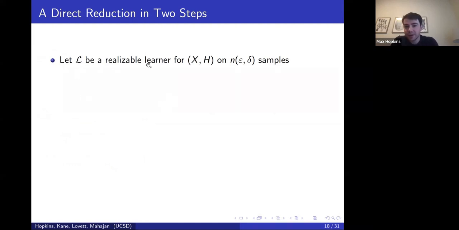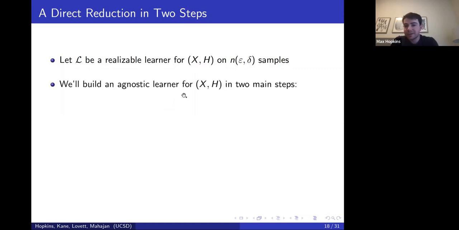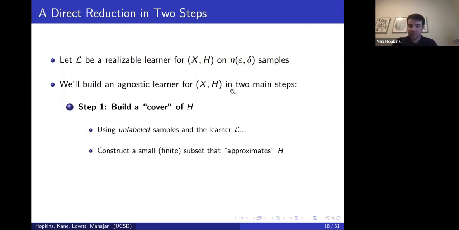Let's say that L is a realizable learner for a class H and uses some bounded number of samples. We're going to build an agnostic learner for the class. So we're going to turn a winning strategy for the realizable game into a winning strategy for the agnostic game in two steps. The first thing that we're going to do is build what I'm calling a cover of H. I'll say that this is not a cover in the traditional sense, and on the next slide, I'll explain more about this. But basically, here's what you should think about this as meaning. We're going to take unlabeled samples from the adversary's distribution, and we're going to use our winning strategy for the realizable game to construct a small and crucially finite subset that approximates the class H well in some sense.